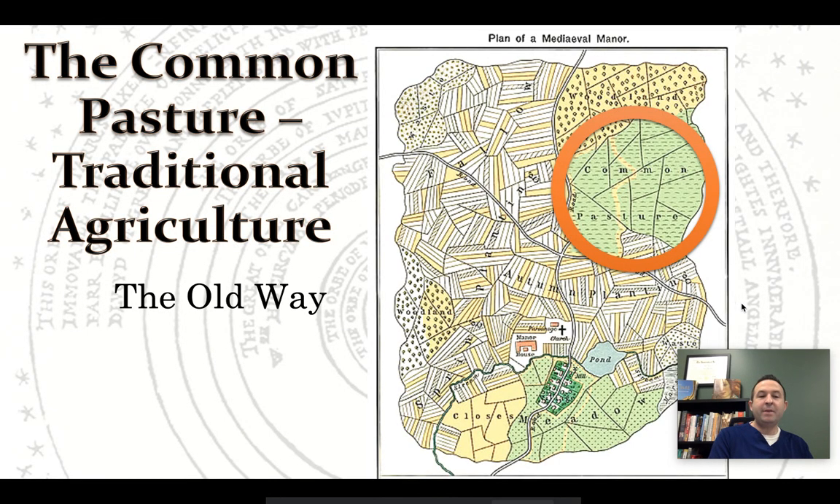Now, of course, what happens next is landowners seek to increase profit from this production. And the picture you see is the common pasture. So we're going to shift from agriculture to animals, right? And we're going to talk about the enclosure movement. Because this is a very big deal.